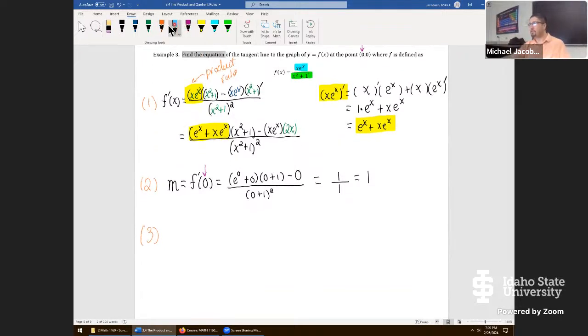The way I think of step 3 is I usually put down here where you see the 0, 0, I think of it as an x1, y1, because I usually use this formula. Y minus y1 is slope m times x minus x1. The big superstar in this process is the slope m that we have right here. We found it's a value of 1.